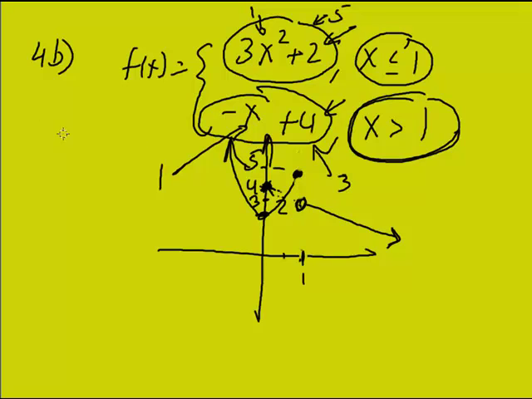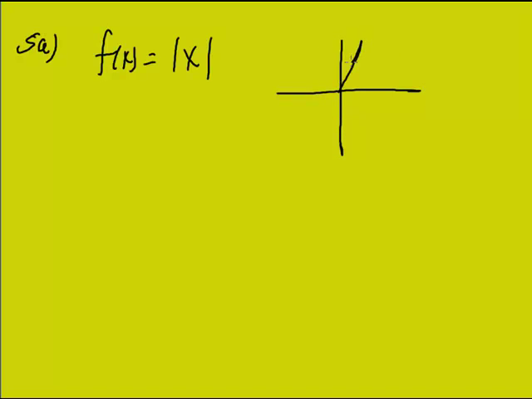Alright, so 5a is the next one. f of x is equal to absolute value of x. Everyone should know what the graph of this looks like. It's a V. It goes through 0.